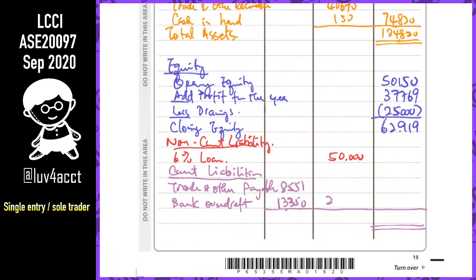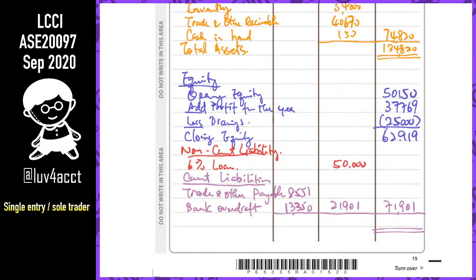Adding 13,350 and 8,551 gives 21,901, plus 50,000, 71,901. Okay, moment of truth. Yes, it balances: 134,820. Finish. Total equity and liabilities. Done. Great.